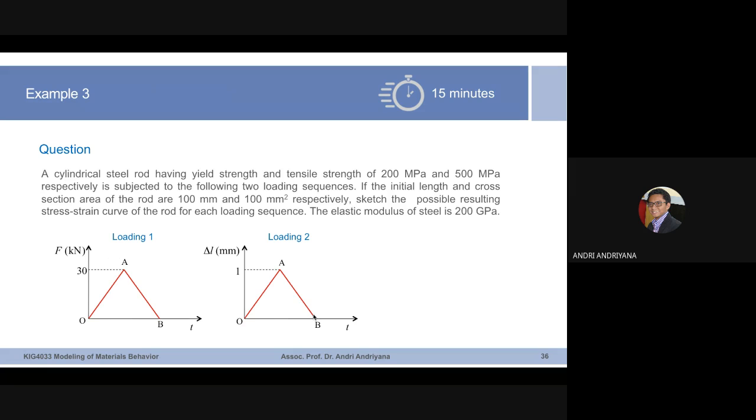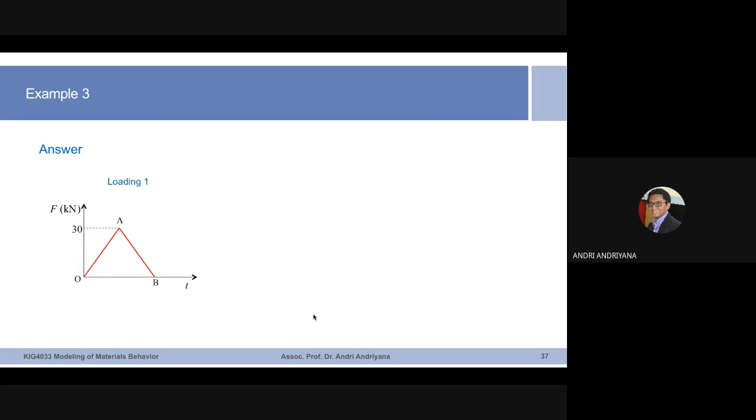So what we expect of the stress strain curve, we have discussed it last 2 weeks, okay? For loading 1, we need to check first what is the stress level at point A. If the stress level at point A is higher than the yield strength, then plastic deformation occurs. If it is lower, then plastic deformation will not occur. So we check it, we have seen it is higher than the yield strength. So point A is already beyond the initial yield strength.